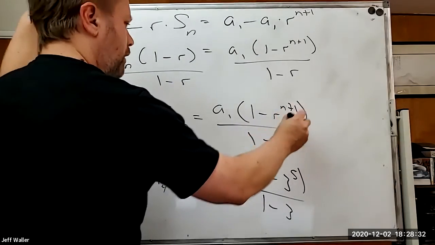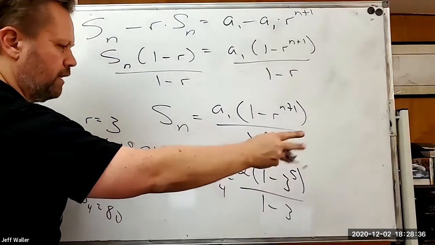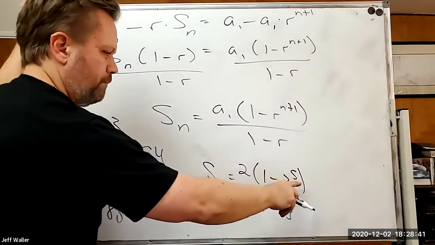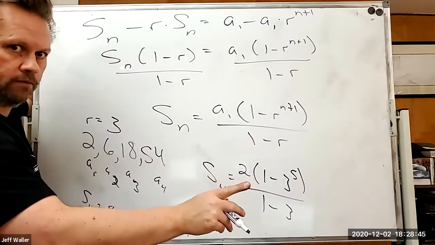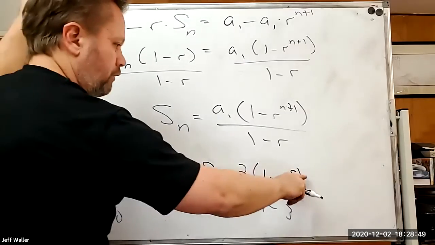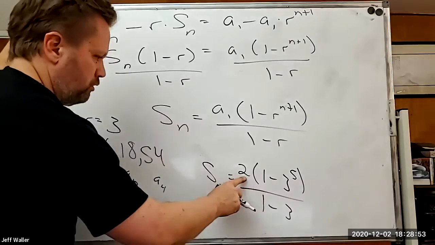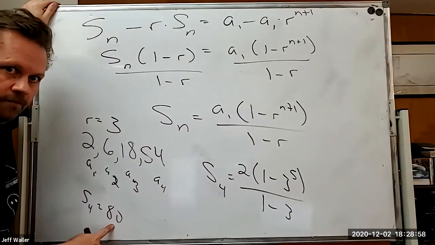I don't know if you guys can see why that's true. 3 to the 5th power is 243, which is bad, but 3 to the 4th power is 81, right? I don't know if you guys are with me or not. 3 to the 4th power is 81. 1 minus 81 is negative 80. 2 divided by negative 2 is negative 1, so you would get 80, which is what this is.